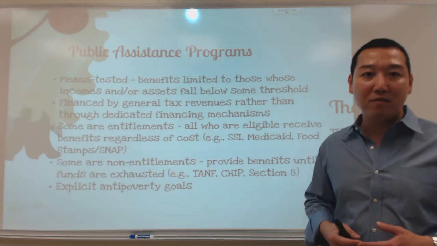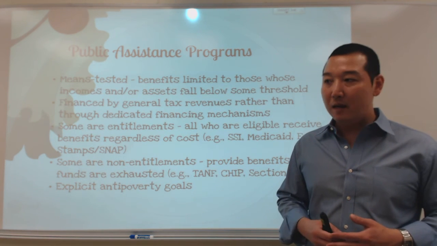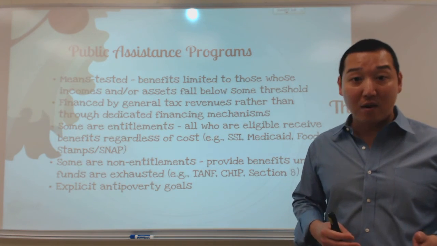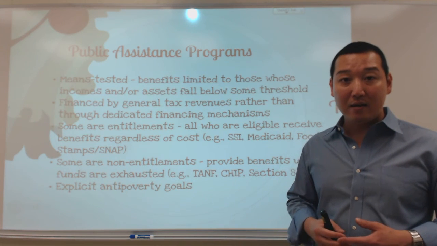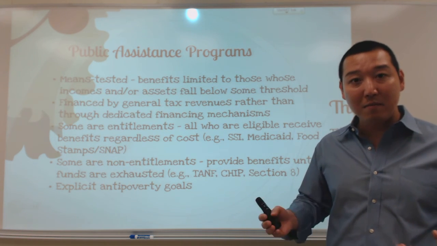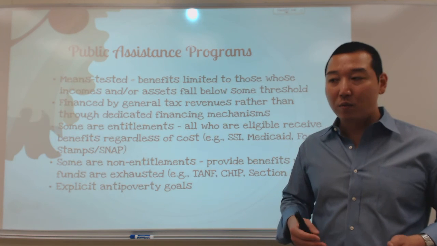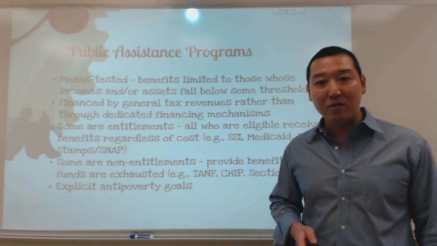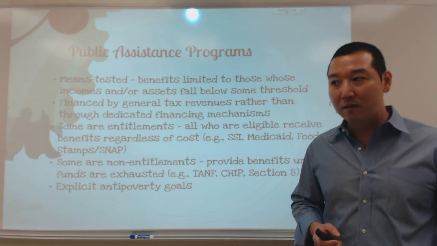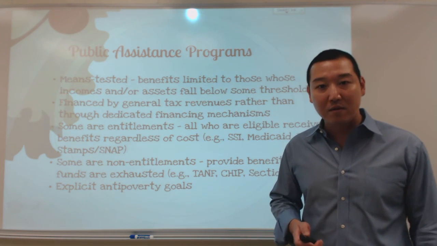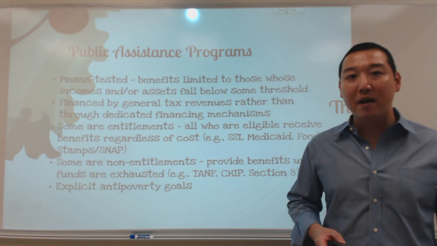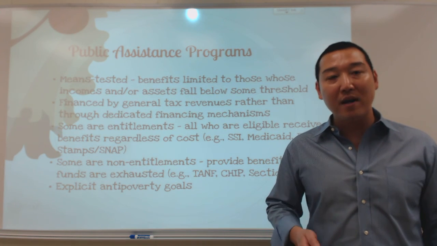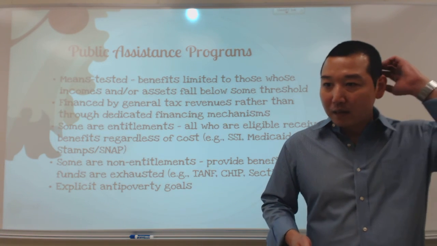And then we have some examples of non-entitlement programs here. Most notably, TANF, our welfare program, is actually a non-entitlement. It's time limited, and there are certain work requirements attached. We'll talk more about it as we go along. Section 8, or the housing voucher program, as it's more formally stated, these are examples of non-entitlements. There's no obligation on the part of government to provide you with assistance, even if you're found to be eligible, is what we mean by a non-entitlement.